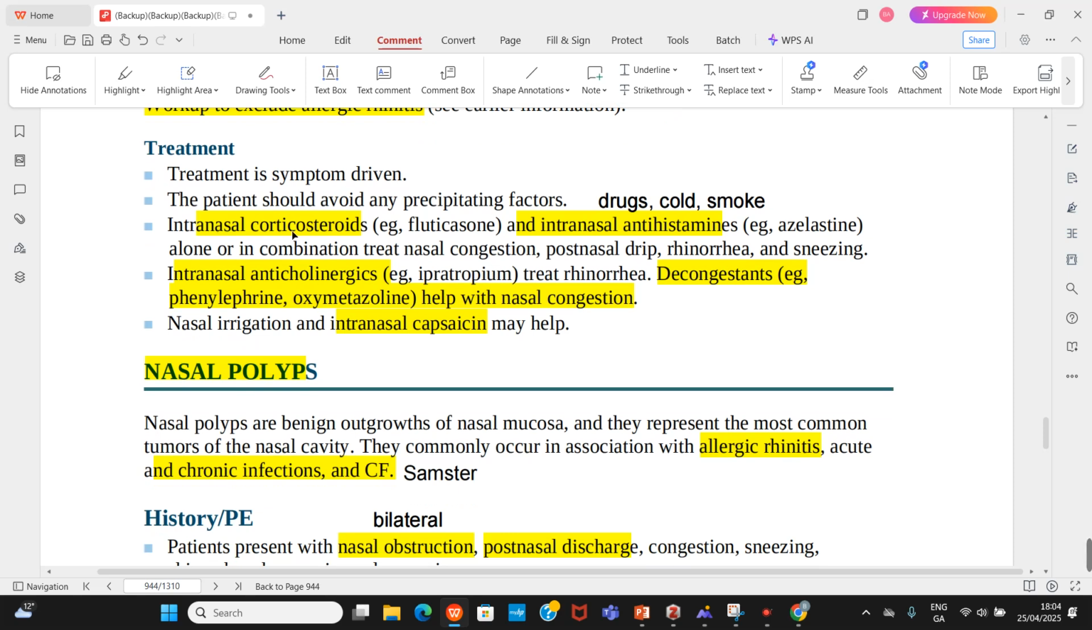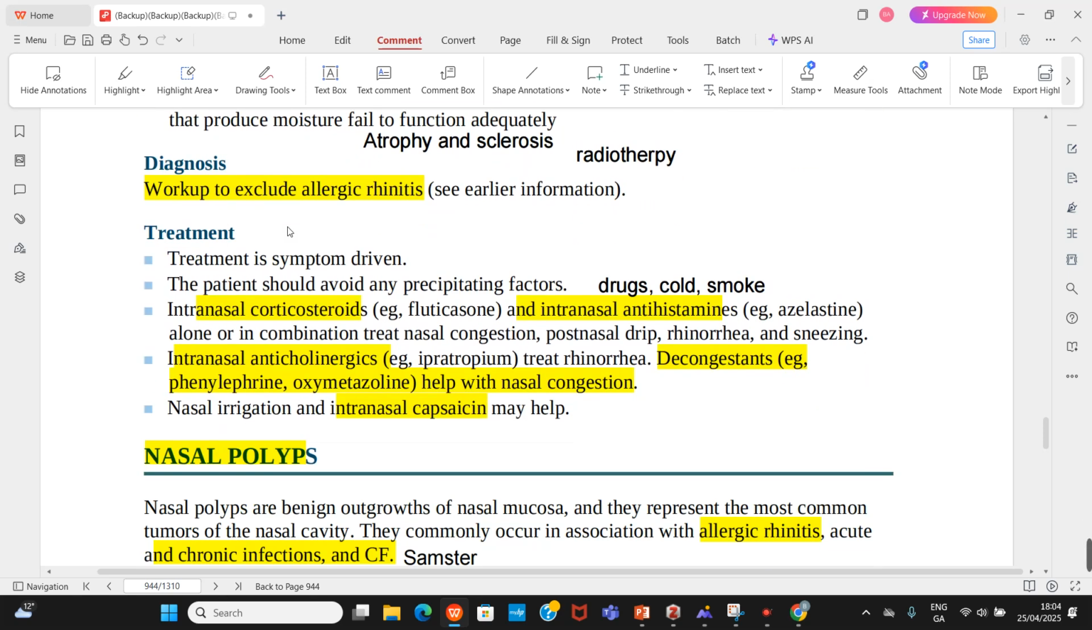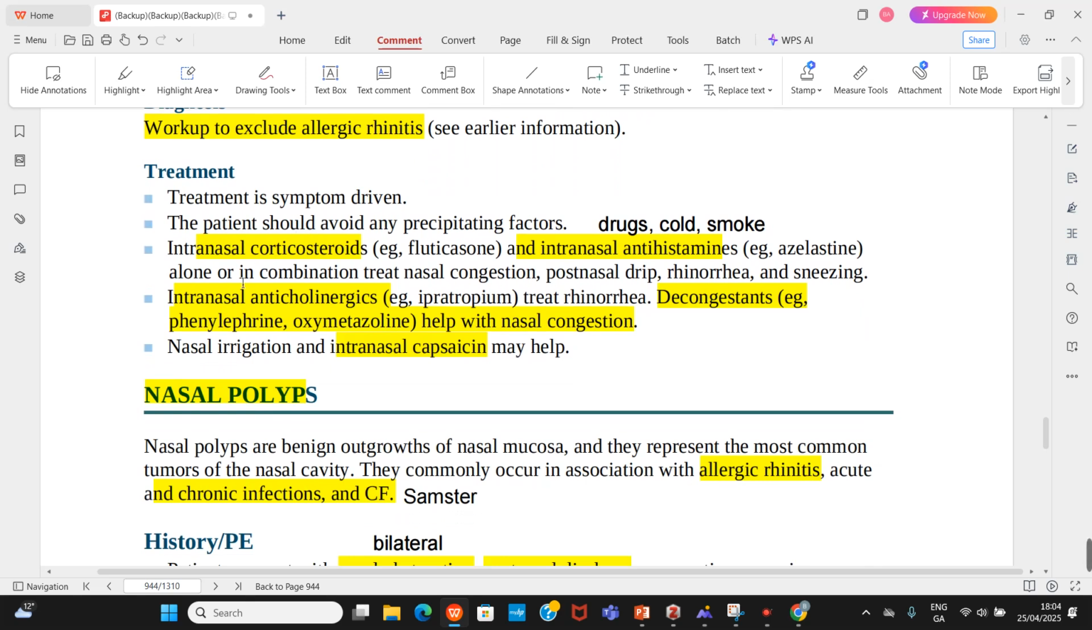Give intranasal steroids, just like we use in allergic rhinitis too. We can also use antihistamines. We can put in an intranasal antihistamine, but don't forget that for allergic rhinitis you use an oral second-generation antihistamine. So here too you can use an antihistamine, but it should be intranasal.